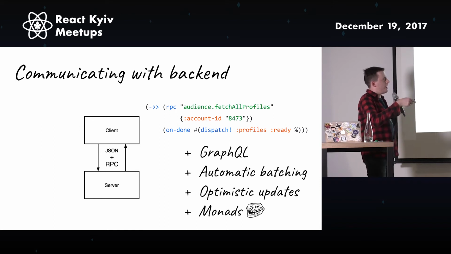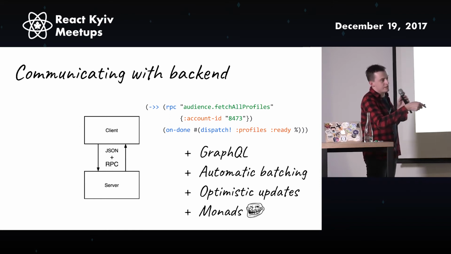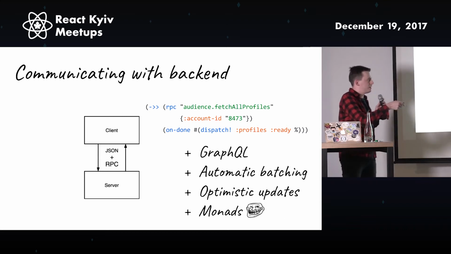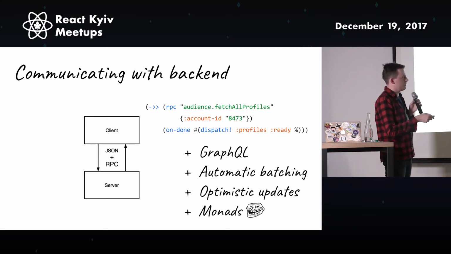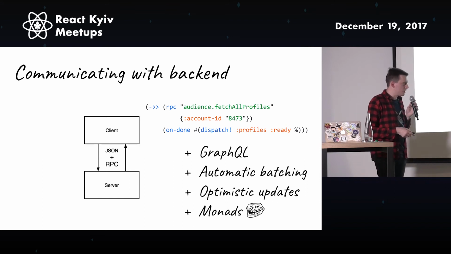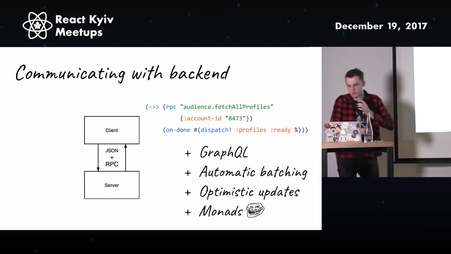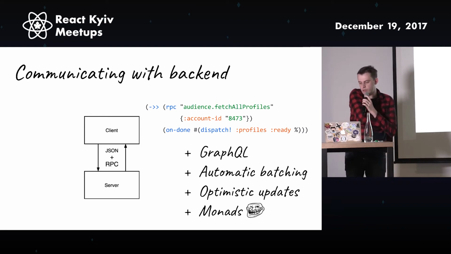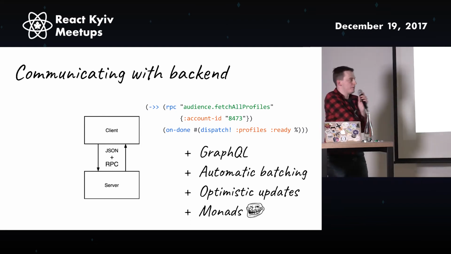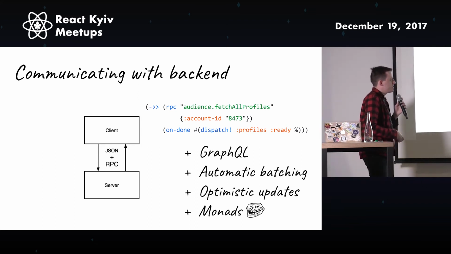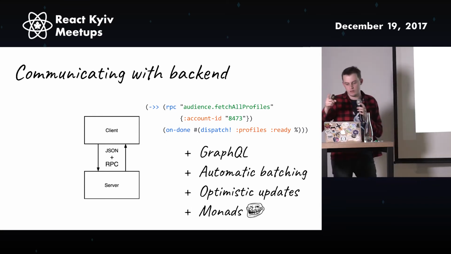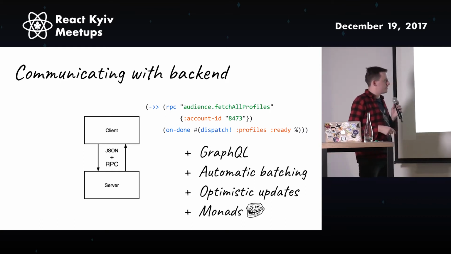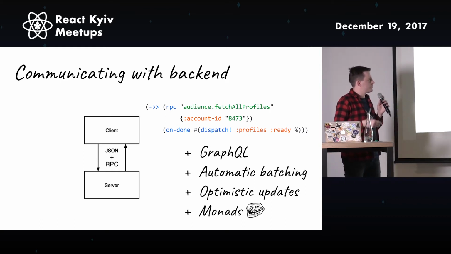For example, hey audience, give me all the profiles. And then you pass some data parameters, and when the request is done, we dispatch an event. As an optimization, we have automatic batching, because our API supports batched requests. Basically, instead of sending one request, you can send a hash map of requests with IDs, and they will be processed in batch and returned with those IDs.